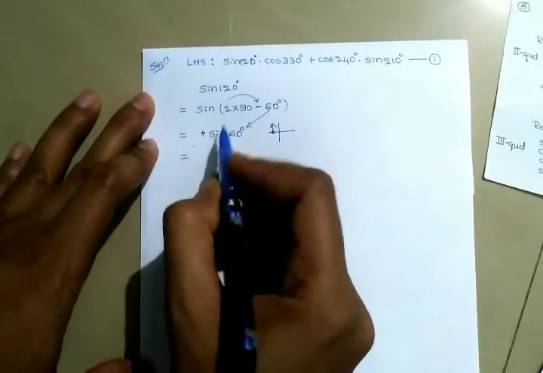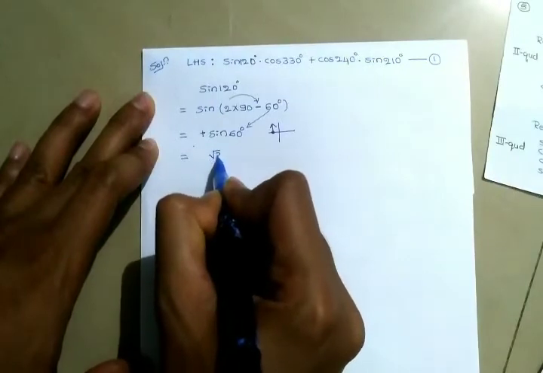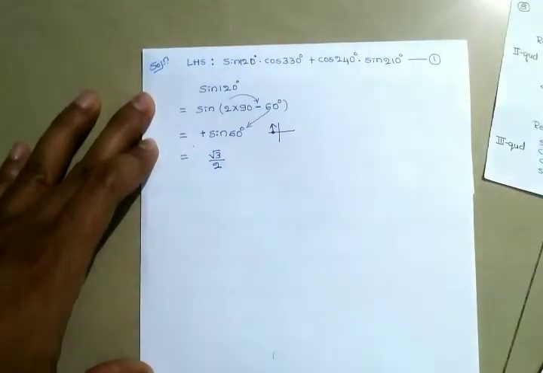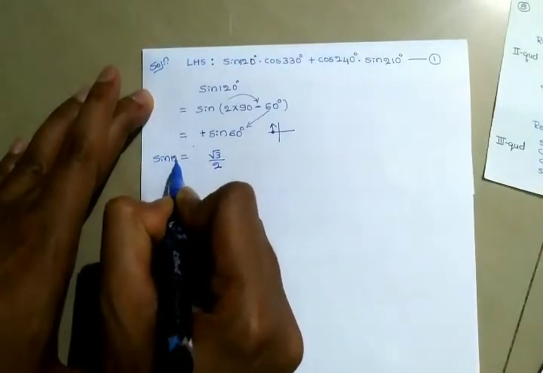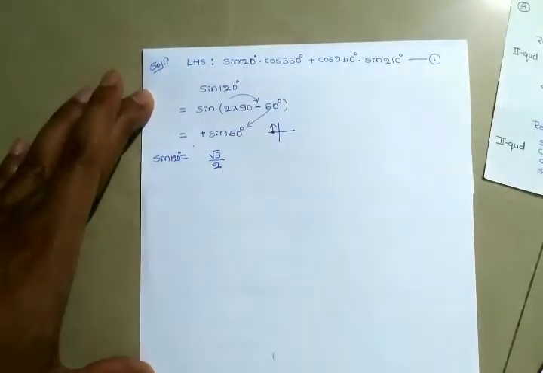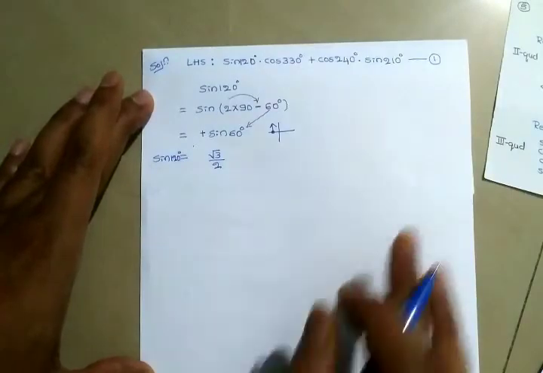Next, see the trigonometric table, the standard angle table. Sine 60 degree value is root 3 divided by 2. Therefore the first value we got, sine 120 degree, is root 3 divided by 2.